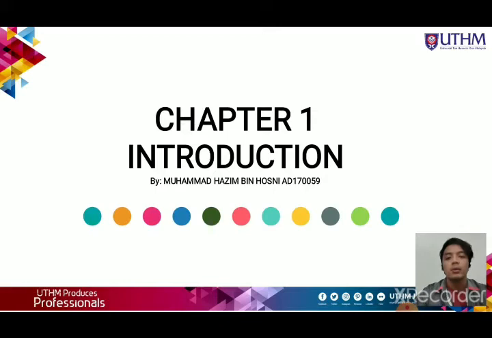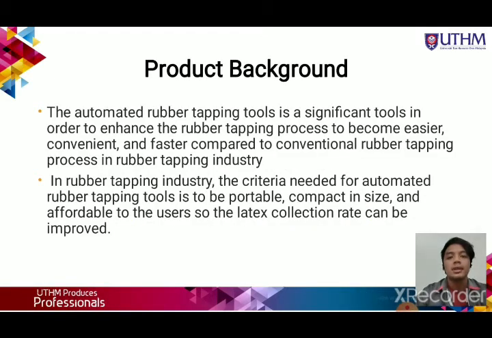Okay, so today I would like to present about Chapter 1, Chapter 2 and Chapter 3. For Chapter 1, which is Introduction, the product background for our project is in the rubber tapping industry. The automated rubber tapping machine is important because it makes the rubber tapping process easier, more convenient and also faster compared to the conventional rubber tapping process, which uses the traditional method.